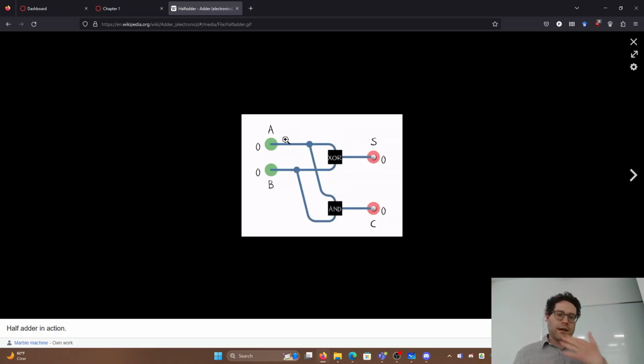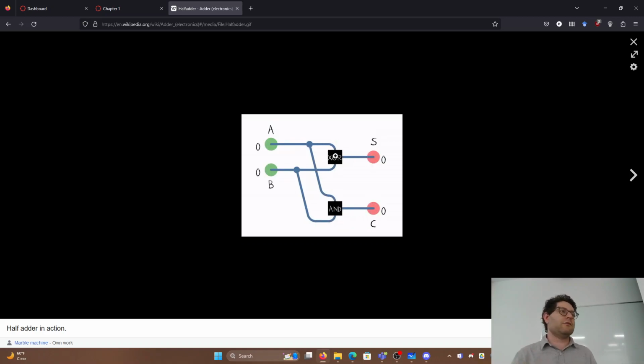0 or 1, and then it passes those inputs into an XOR and an AND gate, an exclusive OR and an AND gate, to figure out what is the sum and what is the carry. And so why an exclusive OR? Well, think about it.